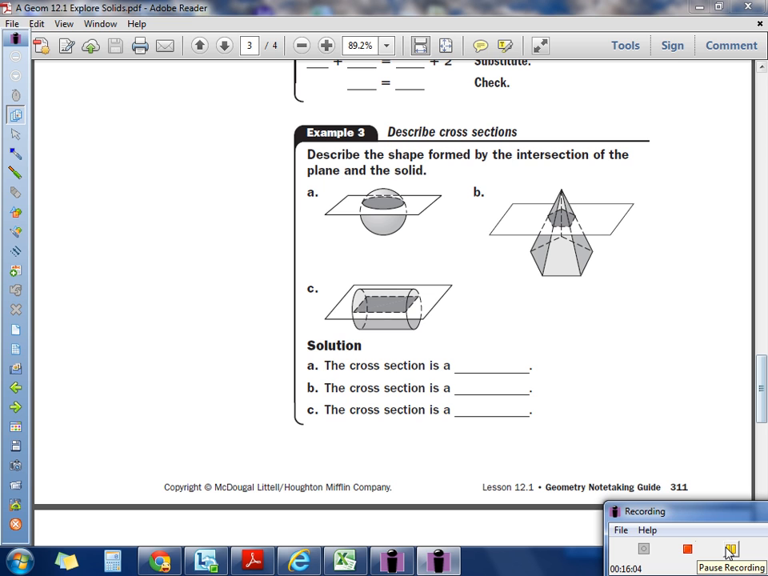All right, now we have an example dealing with those cross sections. That means you have a 3D shape and then you slice it with a piece of paper. So describe a shape formed by the intersection of the plane and solid. These pictures are much better. They show the slice in much more detail than my little drawing did earlier.